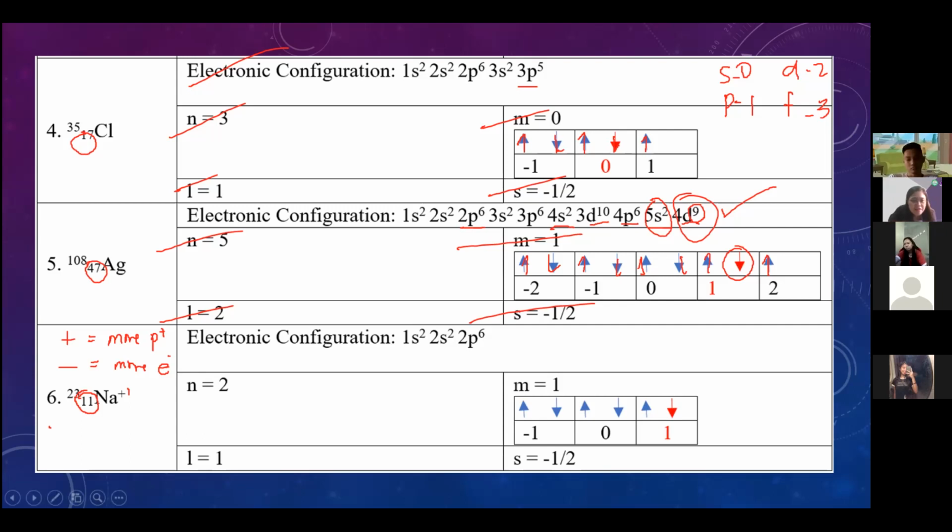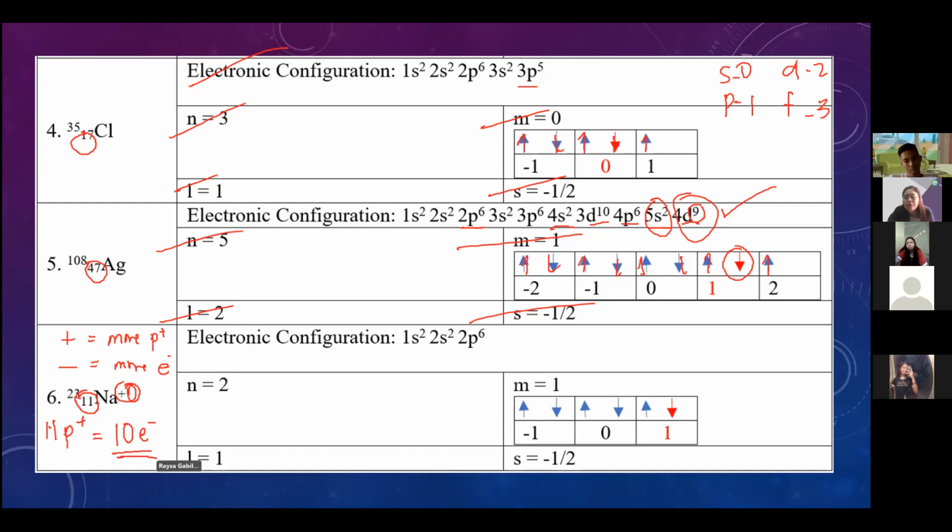Sige, let's have sodium. Again, this is positive 1. The 11 here means it has 11 protons, but you have to consider the positive 1. It means meron siyang more protons than the electrons. So if you look at the electrons here, magma-minus ka lang ng 1. So kung ano yung charge na yun, i-minus mo. So meron itong 10 electrons. So yun lang yung inyong tandaan.